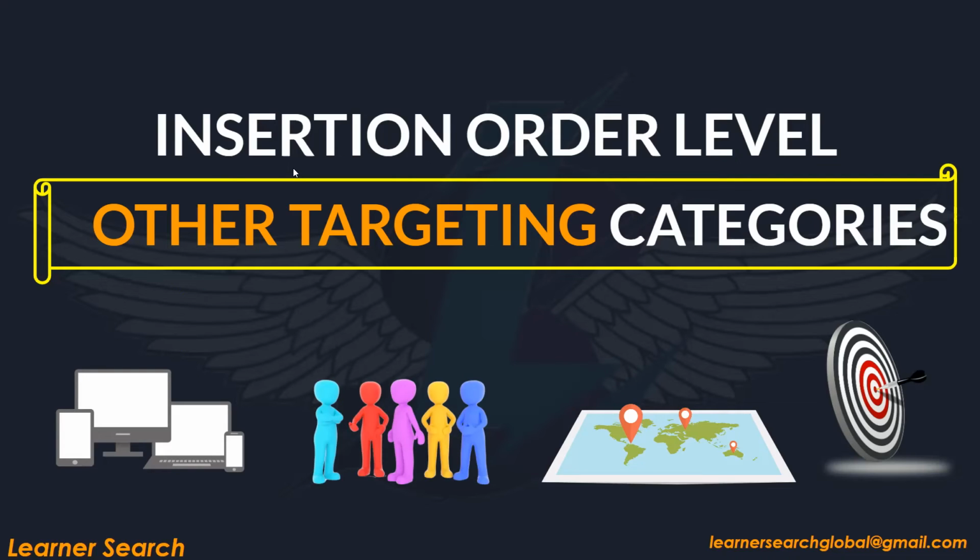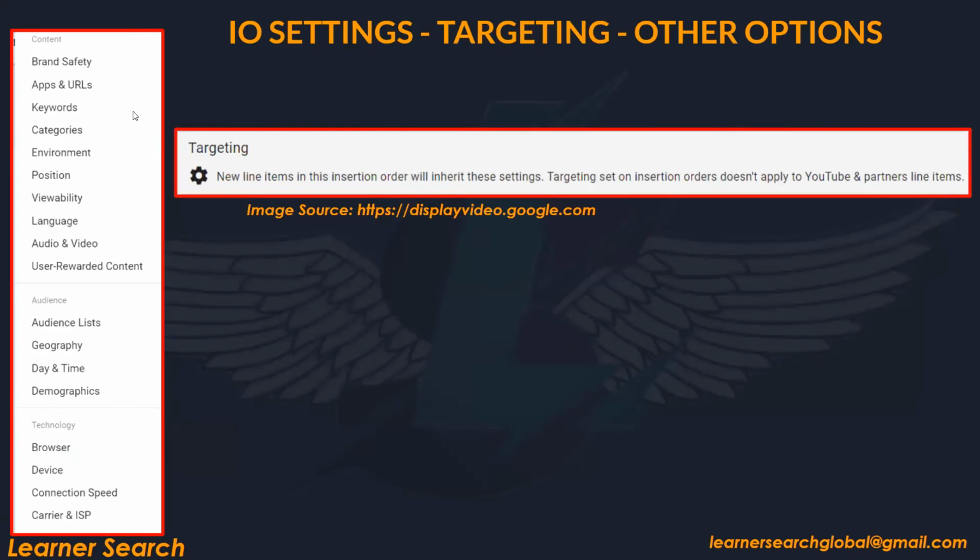At IO level, what are the other targeting categories? At IO level, all the options are available here: content, audience and technology. In content, all these options like brand safety, apps and URLs, keywords, categories, environment, position, viewability, language, audio, video, user rewarded content. Here we have to remember, new line items in this IO will inherit these settings. Targeting set on IO doesn't apply to YouTube.